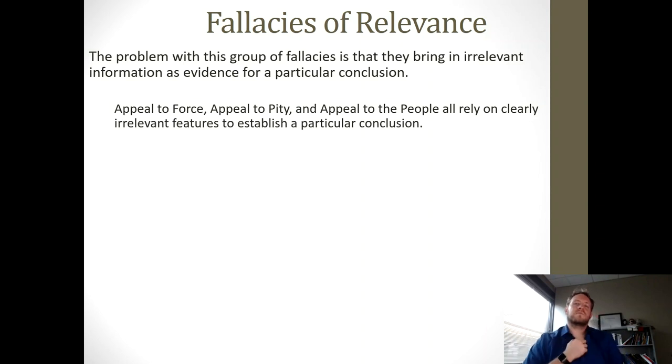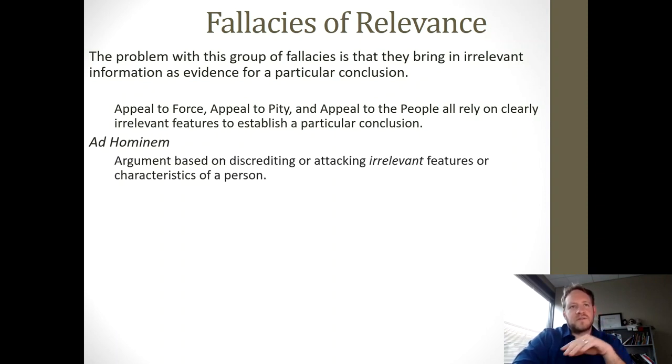Okay. Looking at this particular group of fallacies, we're looking at fallacies of relevance. This is where irrelevant information is brought in to justify a conclusion, right? A few examples of this are appeal to force, appeal to pity, and appeal to the people. These are all pretty common ones. But I want to go through a couple of others that are more specific, in particular the ad hominem, right? An ad hominem is an argument based on discrediting or attacking irrelevant features or characteristics of a person, right?